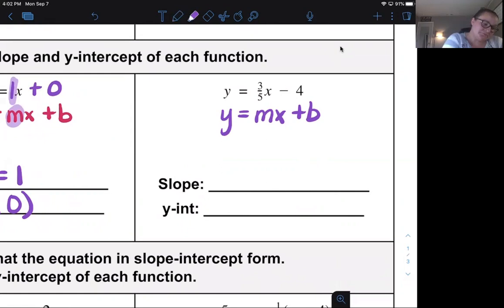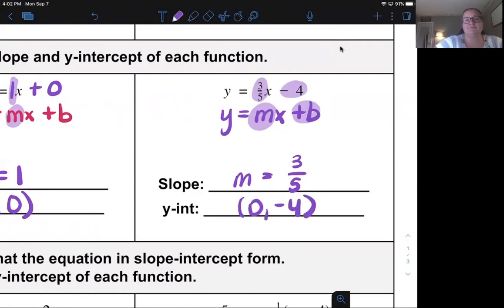So for your slope, your slope should be identified as m equals 3/5. And your y-intercept is that -4. So write it as a point, 0, -4.